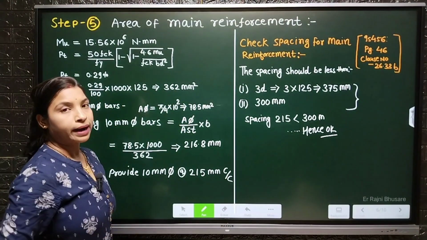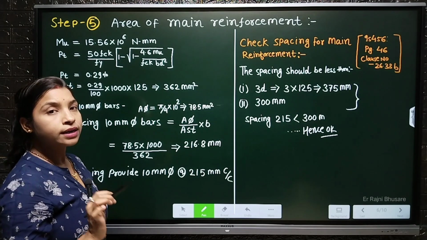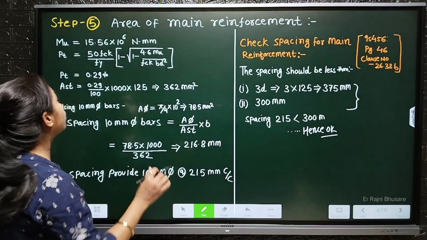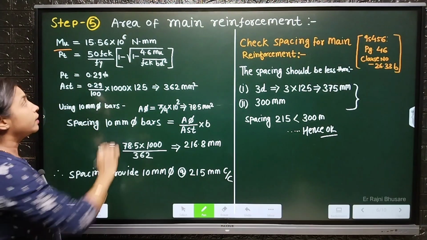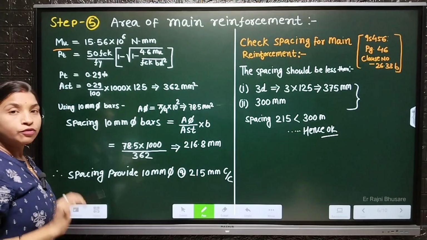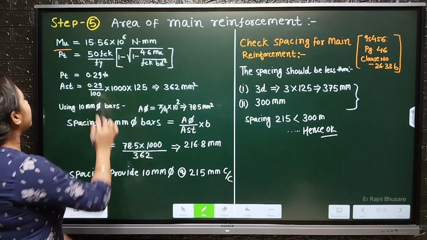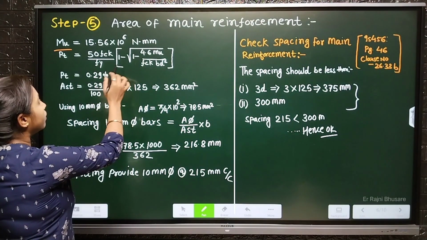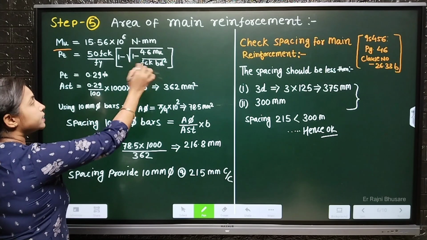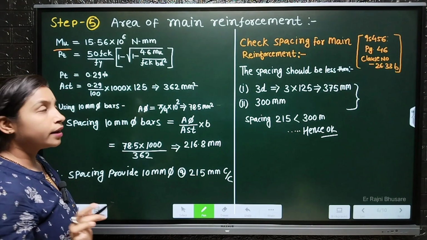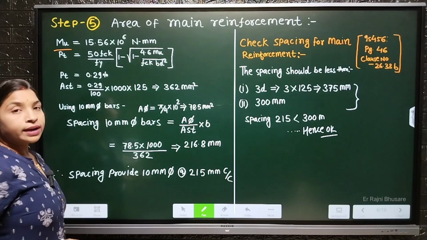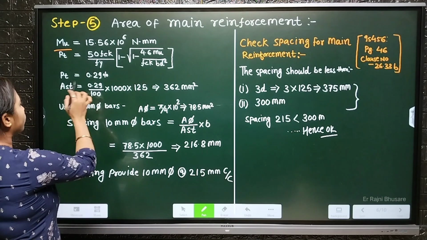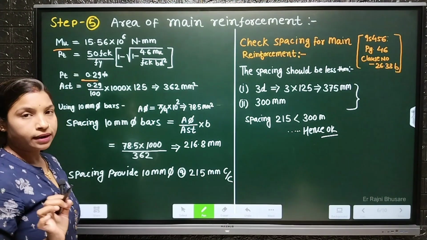And our next step is area of main reinforcement. Area of main reinforcement is very important in the design of a one-way slab. So how to calculate area of main reinforcement? Firstly, you can see here our Mu we have calculated as 15.56 into 10 to the power 6, which is in Newton mm. Now we calculate the percentage of reinforcement. Their formula is 50 fck by fy, 1 minus under root 1 minus 4.6 Mu by fck b d squared. Is that clear? After that we will calculate the percentage of reinforcement. All values are put in this formula, so we will get the percentage of reinforcement. It is here 0.29%.